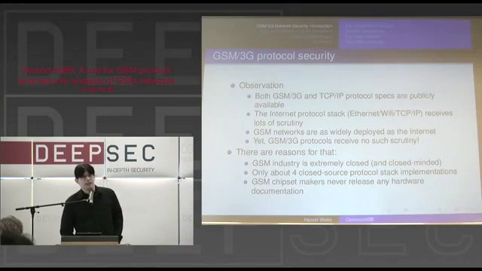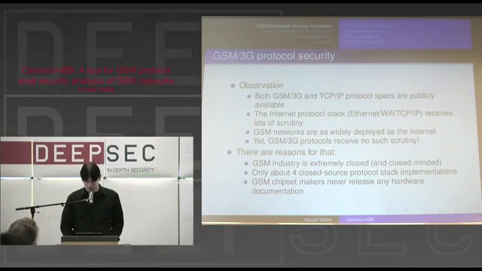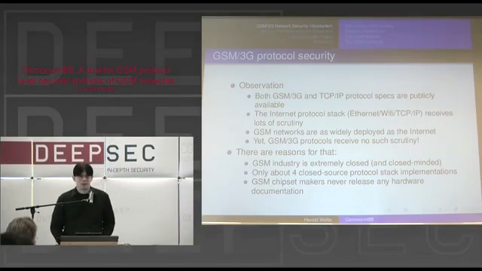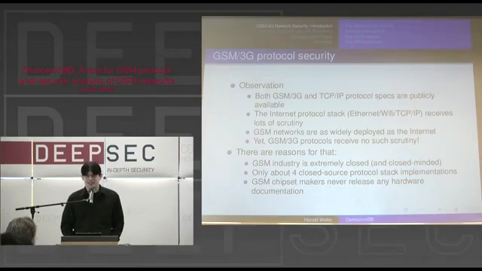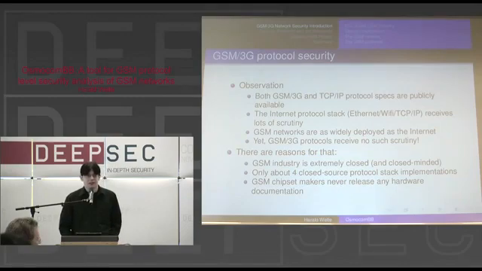And if you look at the internet world, where we have Ethernet, Wi-Fi, TCP/IP, and so on, that protocol stack receives a lot of scrutiny. People are playing around with it. How long has it been since people have been sending Christmas packets and the ping of death and those kinds of things? It's a long time ago for people in the IT security community. And GSM networks are just as widely deployed as the internet, but we don't see the same level of scrutiny on the protocol level happening.